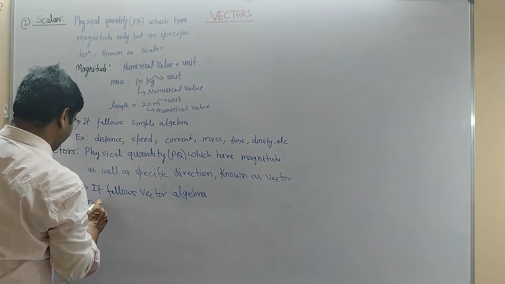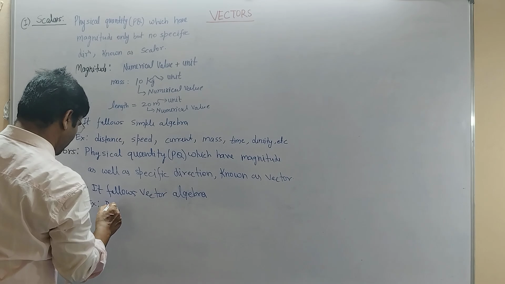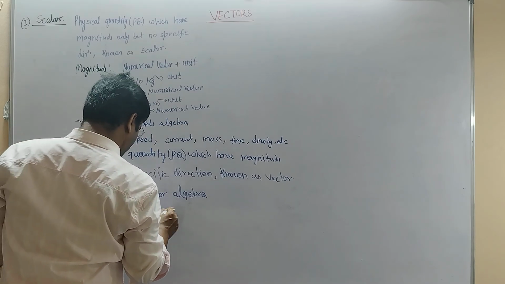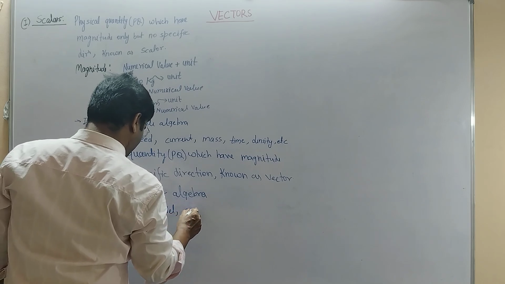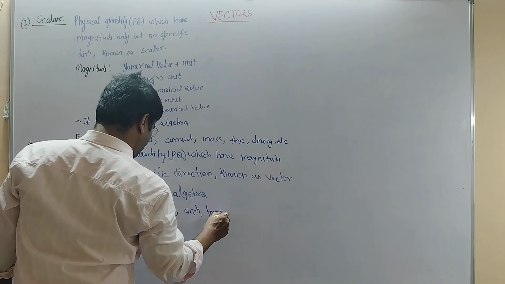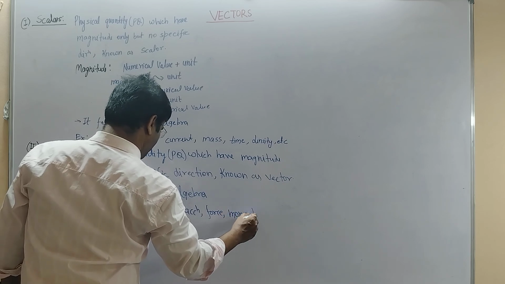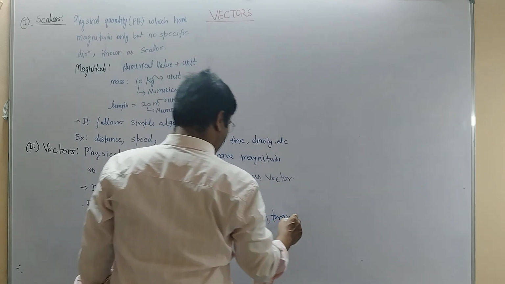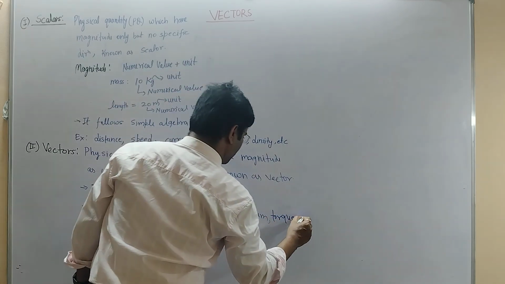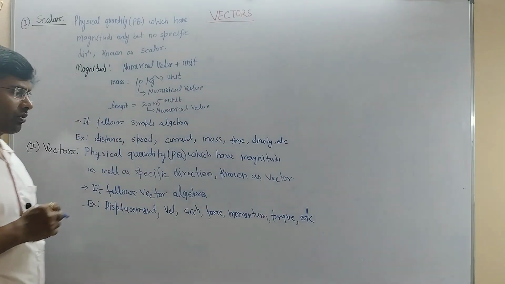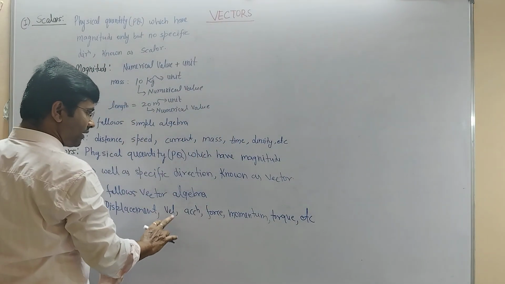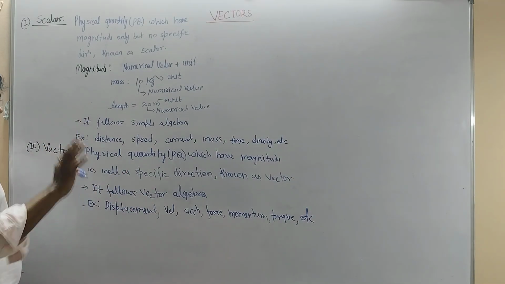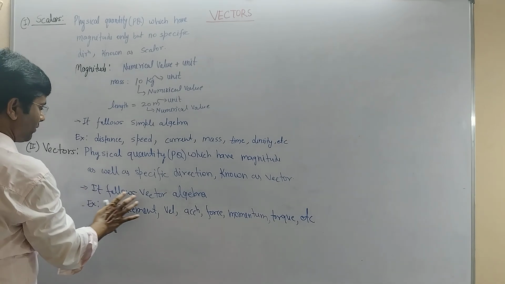Examples for this are displacement, velocity, acceleration, force, momentum, torque, electric field, magnetic field, so many. We will see later on. Wherever magnitude as well as direction both are required, that is a vector quantity. If only magnitude is required, that is scalar. It will follow vector algebra.